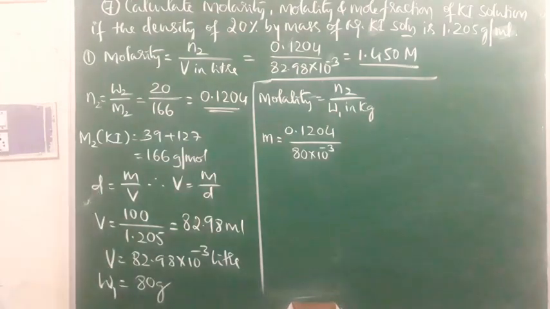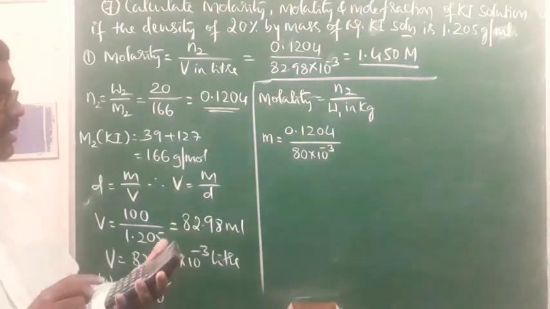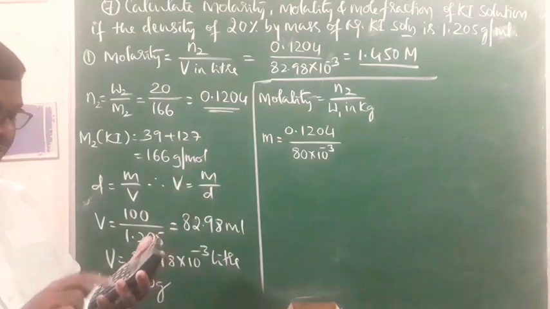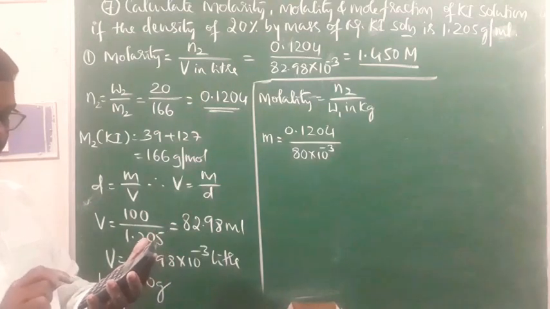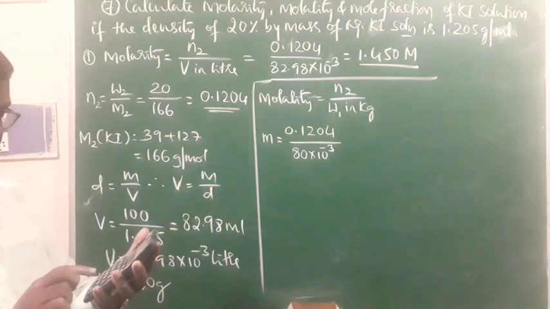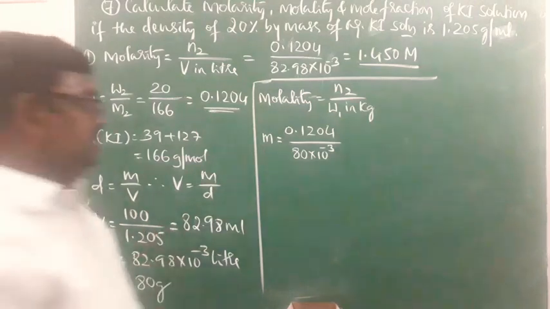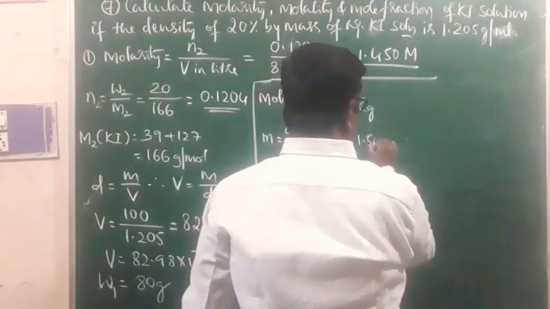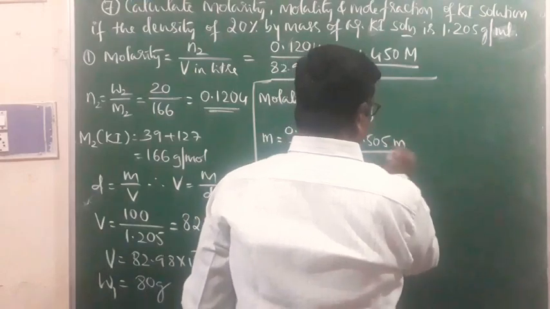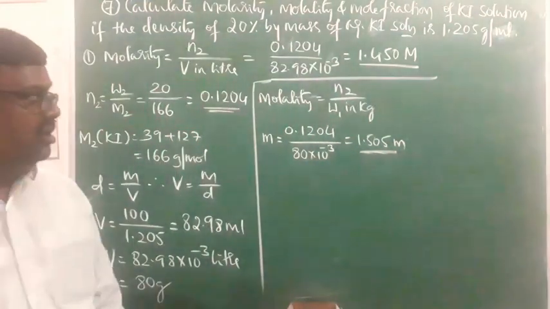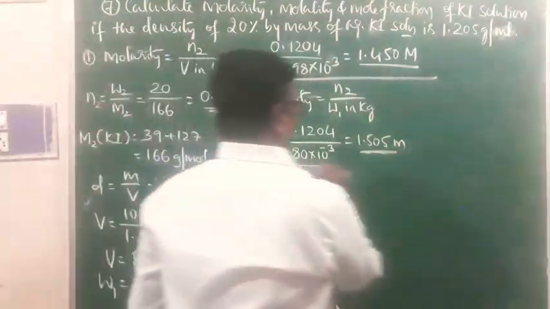Simplify. That is 0.1204 into 1000 divided by 80. It is 1.505. It should be written as small m, molal. Capital M is for molar. This is molality.